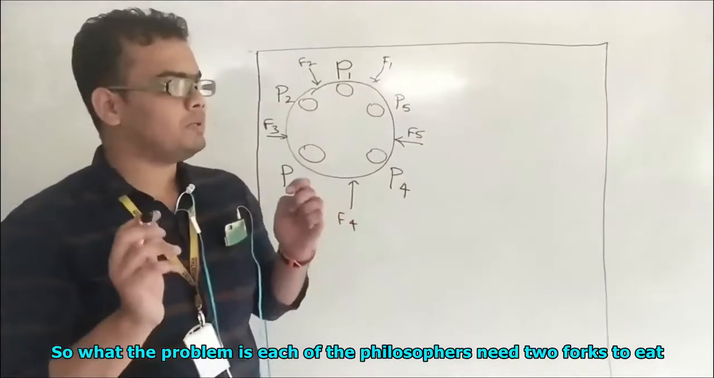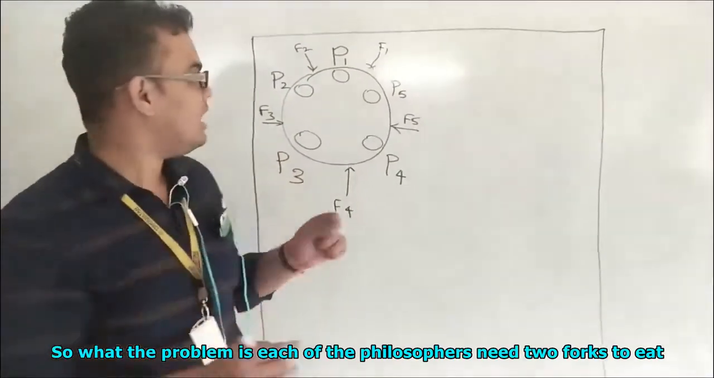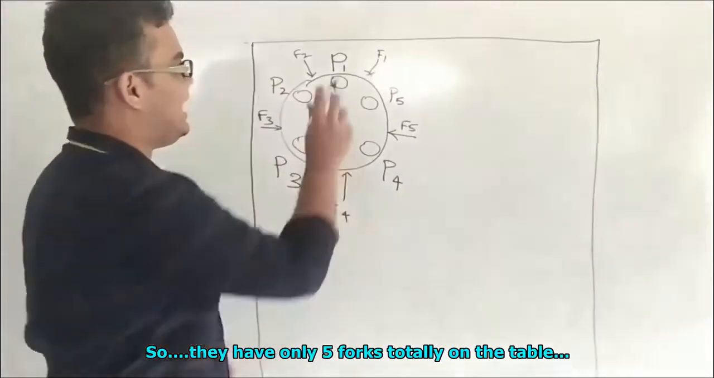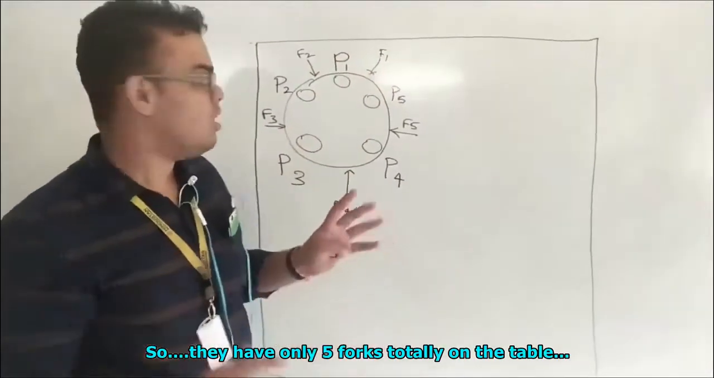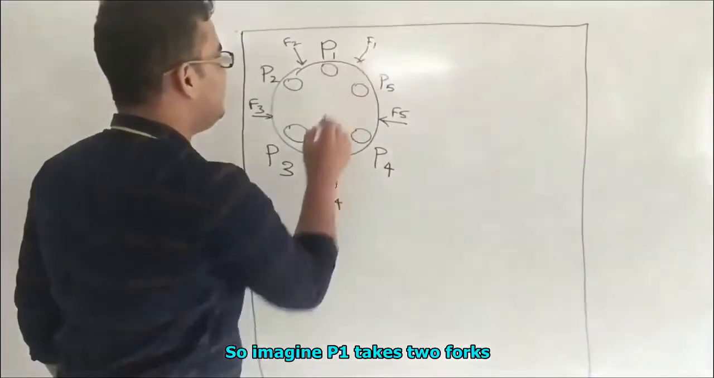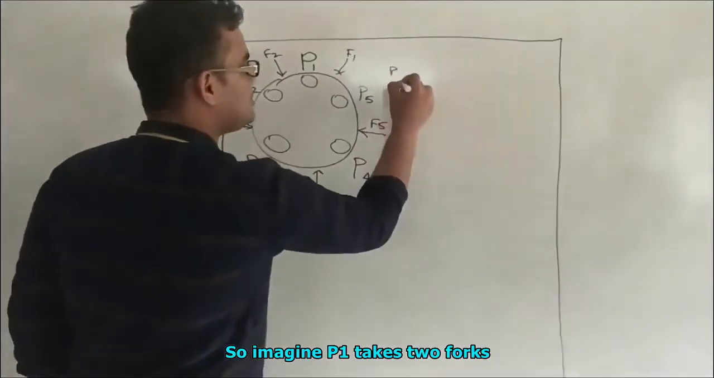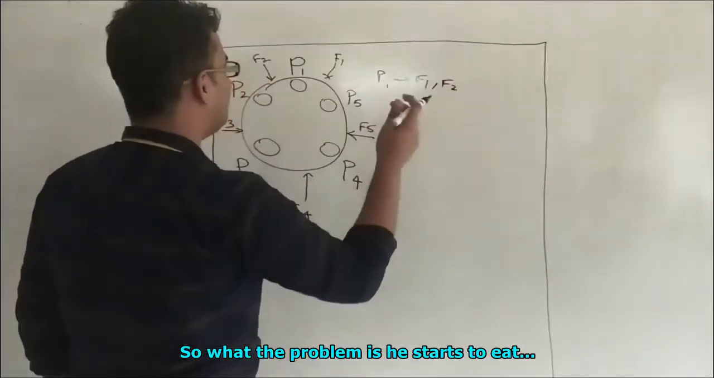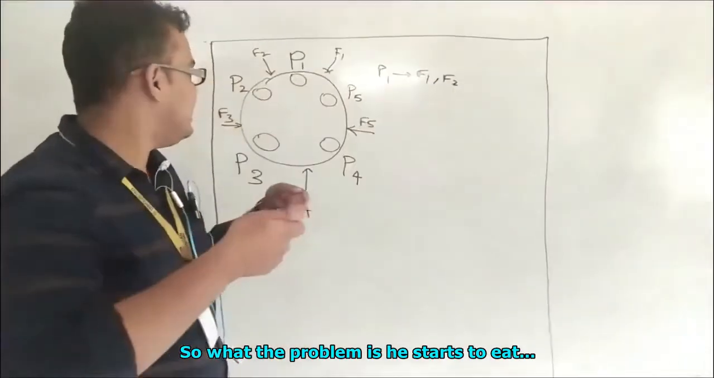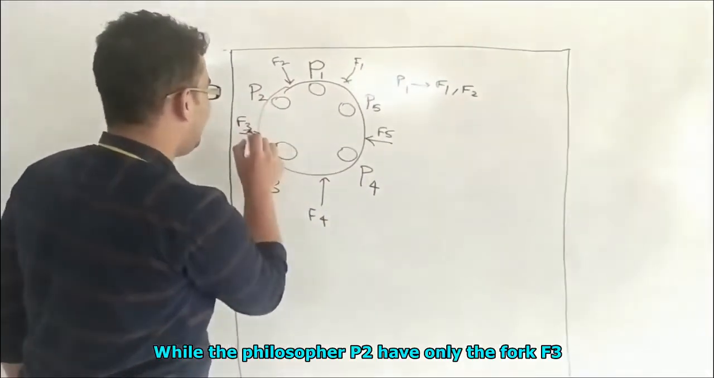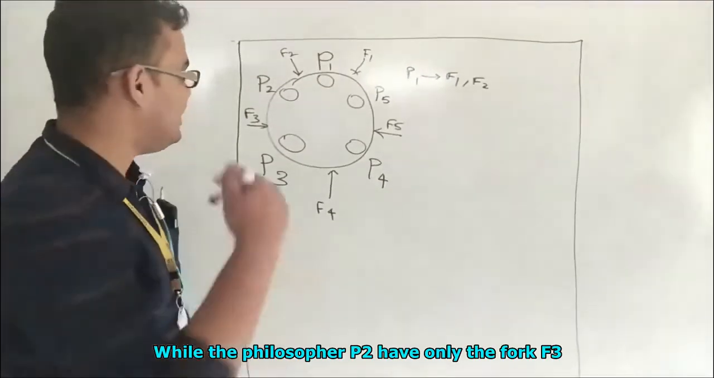So what the problem is, each of the philosophers needs 2 forks to eat, and they have only the 5 forks totally on the table. Imagine P1 takes the 2 forks, F1 and F2. He starts to eat while the philosopher P2 has only the fork F3.